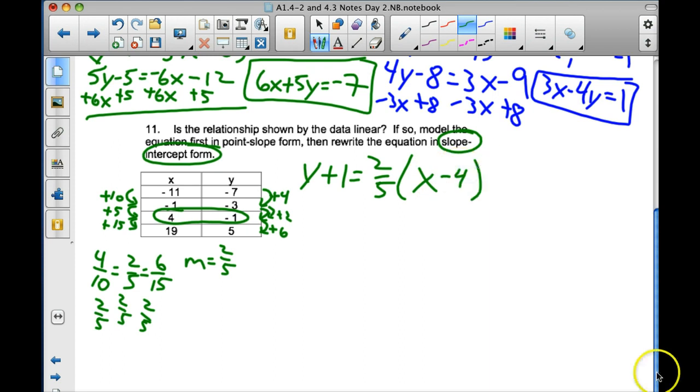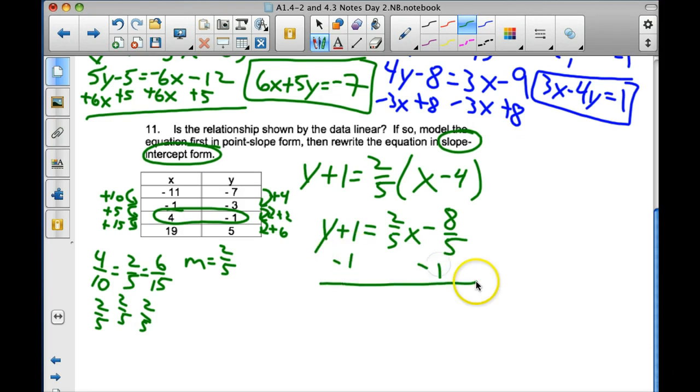We want this in slope intercept form. So I'm going to distribute: 2/5 x minus 8/5. And then subtract 1. I wouldn't clear fractions, because you're going to have to solve for y, so you're going to have to divide by that number anyway. That's a tricky thing to keep straight, guys. With standard form, you want to clear fractions. With slope-intercept form, you do not want to clear fractions.